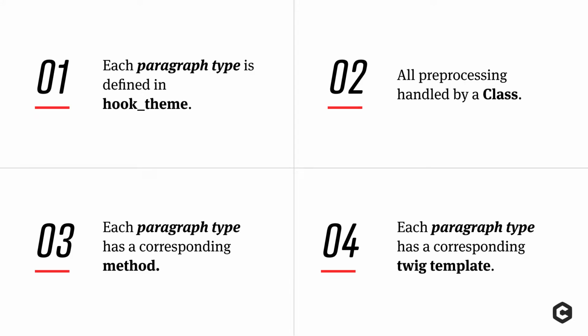First is, in our hook theme, in our custom module, we define the paragraph type. Second, we're going to be handling all of our preprocessing inside of a class. Third, inside of that class, each paragraph type is going to have a corresponding method where we actually do the transformations and the full preprocessing. And then finally, we're linking it up back to our Twig template with a corresponding paragraph template. Now we're going to be going through each one of these in detail. So let's start with the first one.